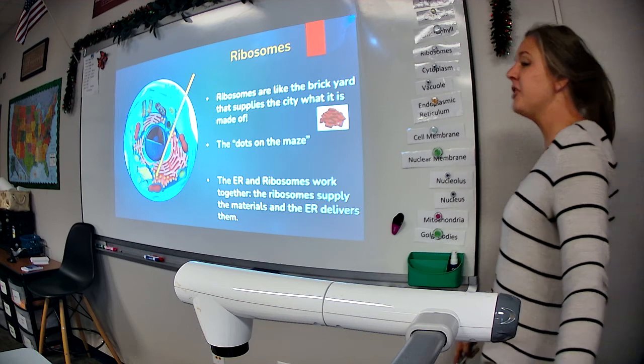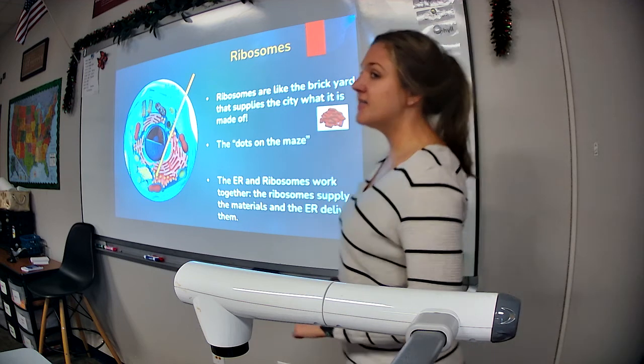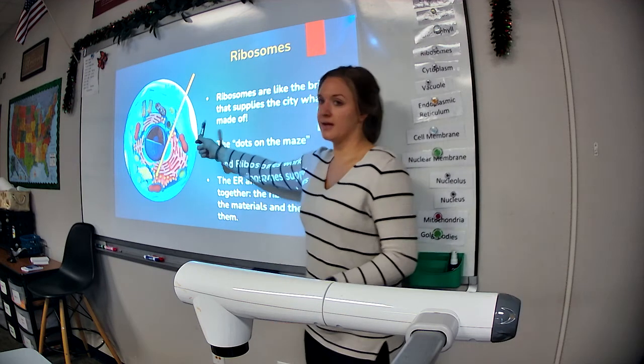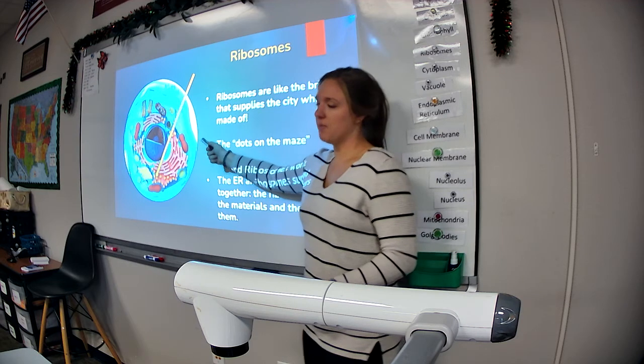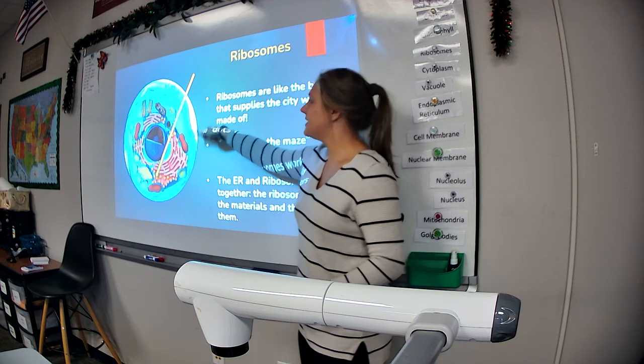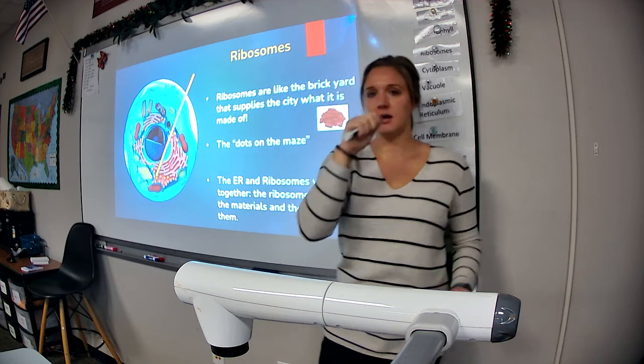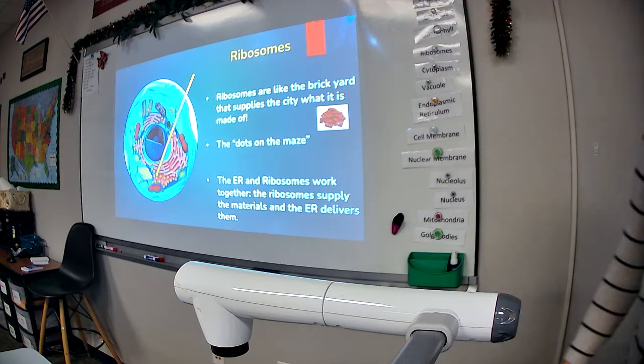Now, this is kind of a good point for me to remind you that the cell is not actually colorful like this. Okay? It's really more clear. But it's easier for you to see the parts when they're all colored like that. It's pretty colorless.